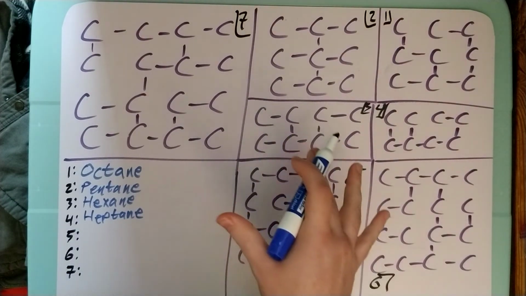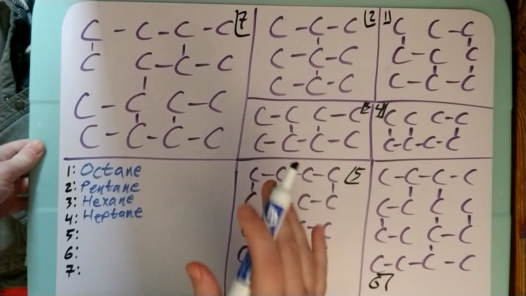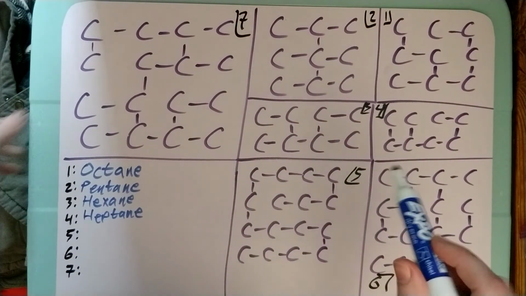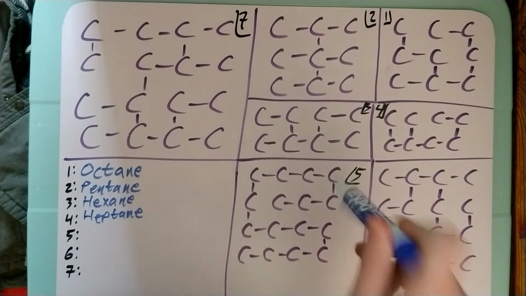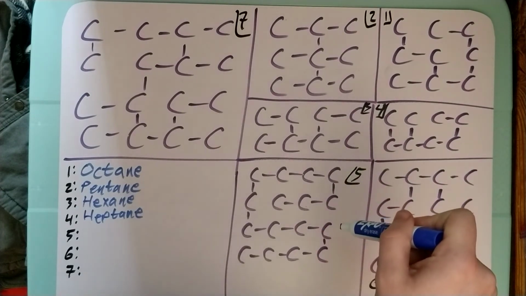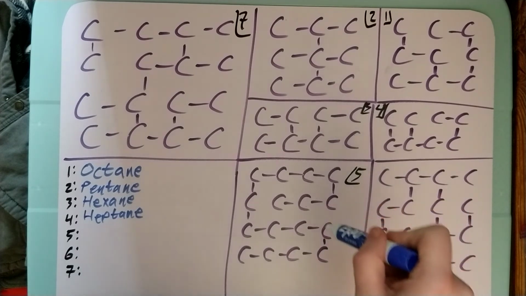So 7 is going to be heptane. And like I said, by all means, pause this to take a crack at these before I give you the answer. Now, on number 5, take a look at number 5 and see if you can figure it out real quick. Pause the video if you need to.